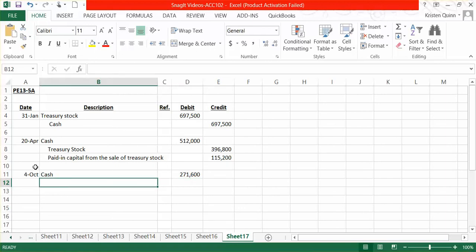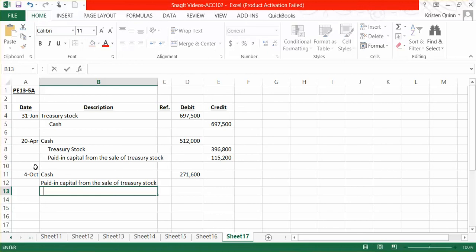We're selling it for $28 per share, but we know that we paid $31. So we know that we're going to have a loss. So we are going to debit our paid-in capital from the sale of treasury stock account. In this example, our paid-in capital from the sale of treasury stock will be a contra equity account because we lost money and it will reduce our equity.